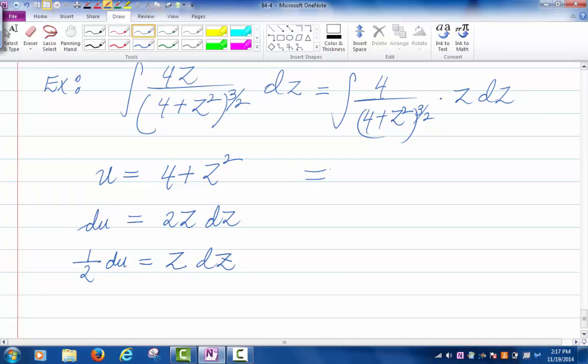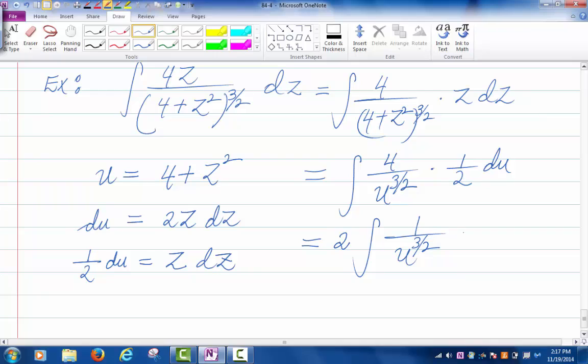Now, making the substitution, we get what? We get 4 over u to the 3/2, and z dz becomes half du, so that I get 4 divided by 2, that's just 2, and because it's a factor, I can take it outside of the integral. And so what I have is 1 over u to the 3/2 du, right? 4 and a half reduces to just 2, and then that 2 can be taken outside.